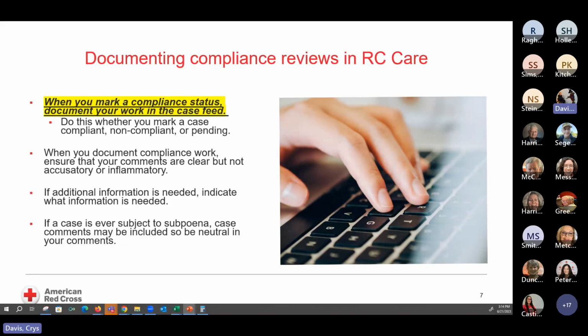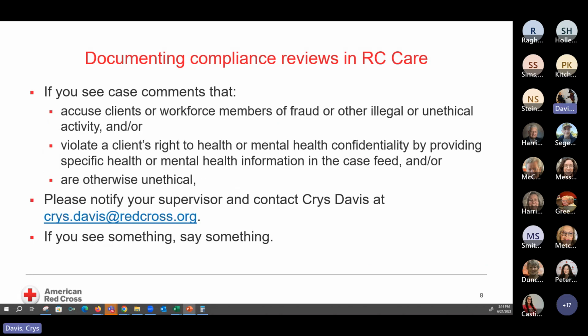Okay, cool. So kind of related to that, if you see comments that accuse clients or workforce members of fraud or illegal or unethical activity, or violate a client's right to health and mental health privacy, or provide specific health or mental health information in the case feed, or are unethical in any way, notify your supervisor and please contact me. I'm at chris.davis@redcross.org. If you see something, say something.